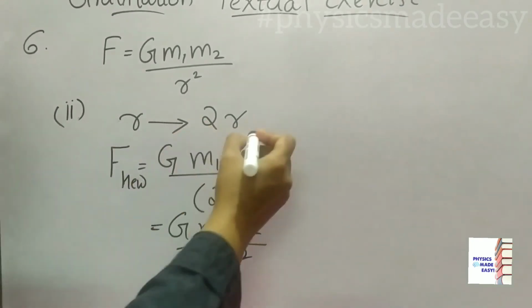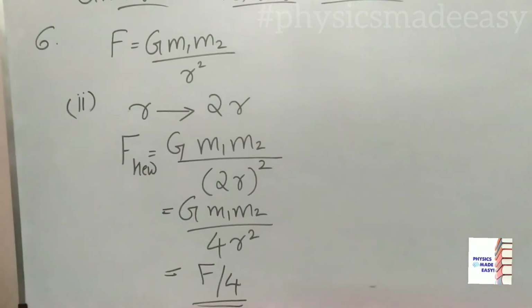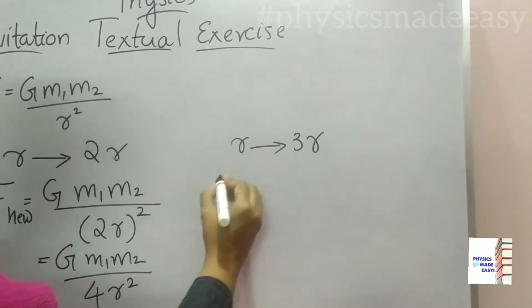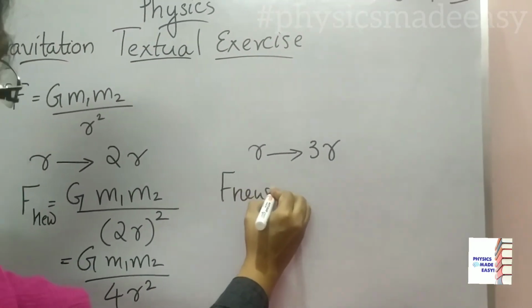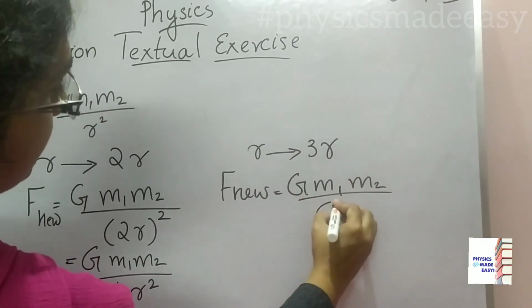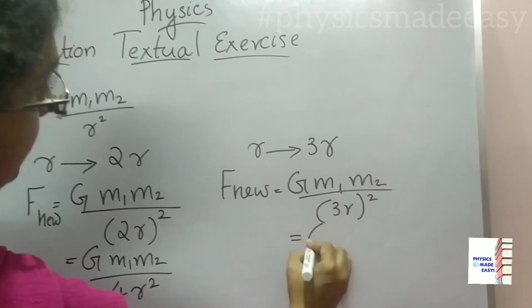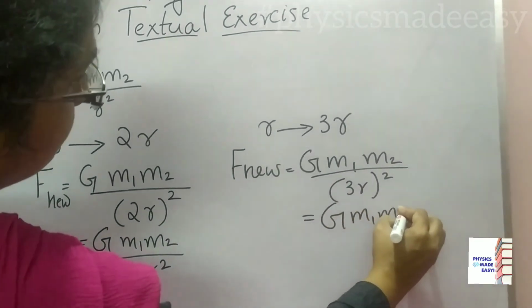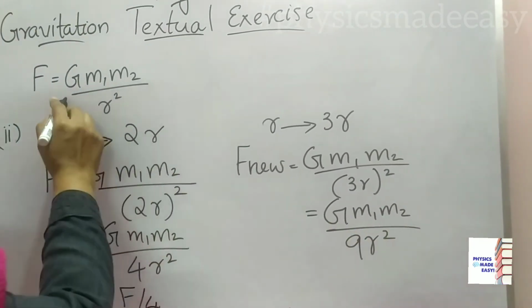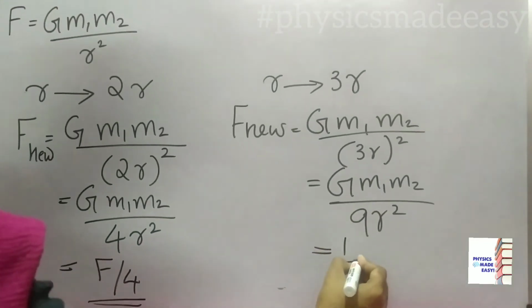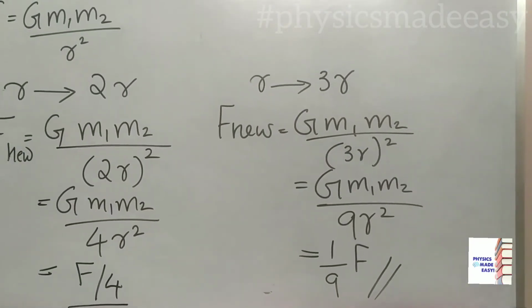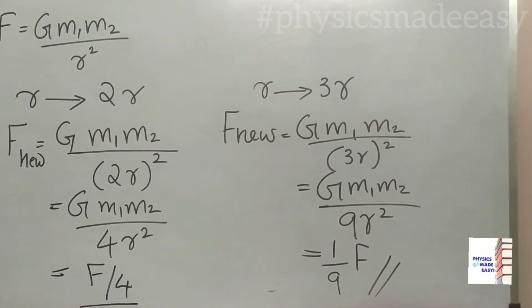Okay. Now here if the distance is tripled, what will happen? Here you can see r becomes 3r. Then F new is equal to G m1 m2 divided by 3r the whole square, that is G m1 m2 divided by 9r square. G m1 m2 by r square is our force F now. So here you can write 1 by 9 times F, that is F divided by 9. Here also the force is getting reduced.